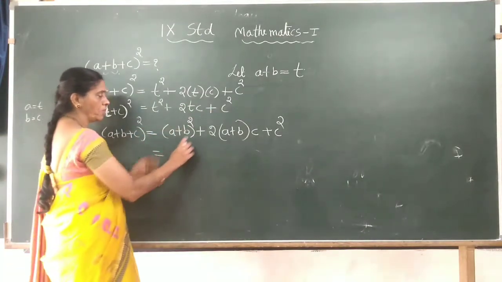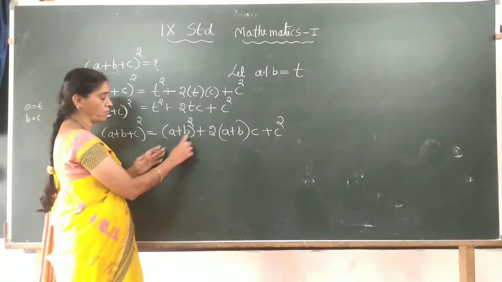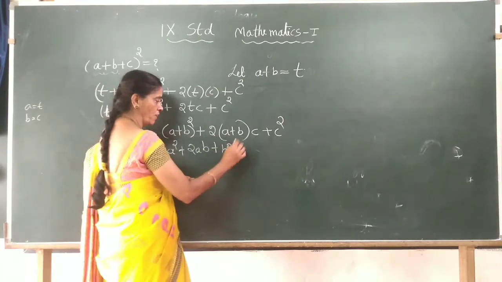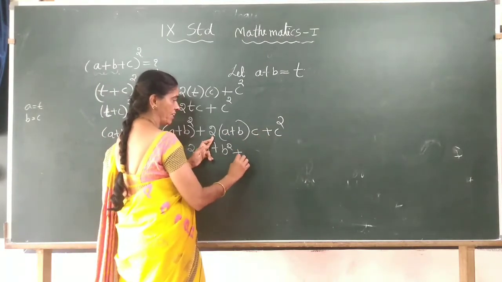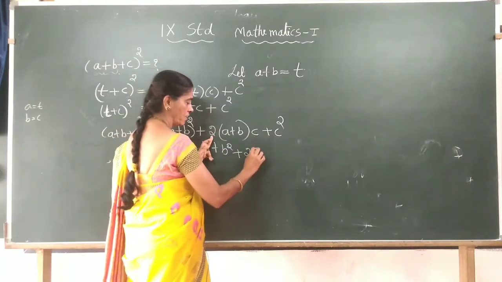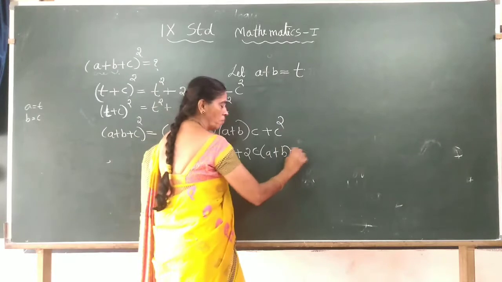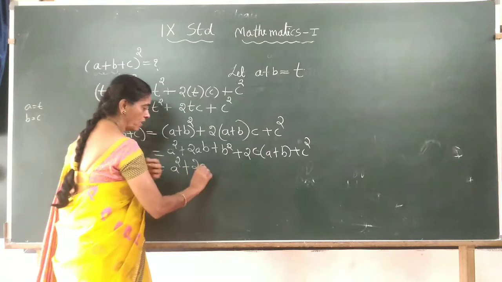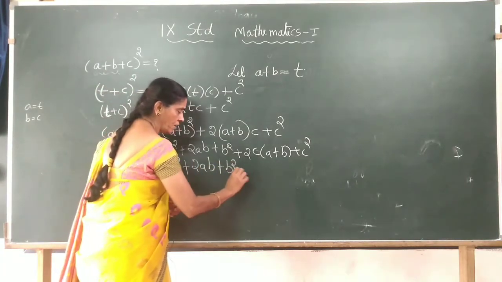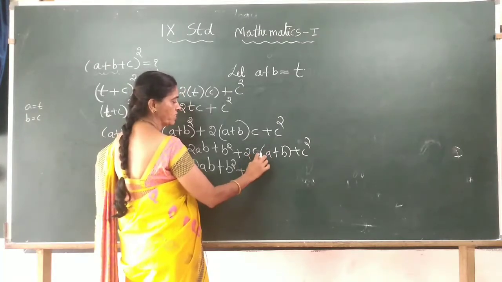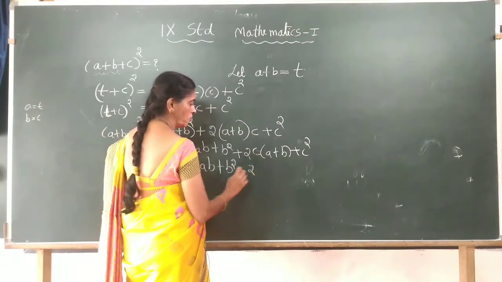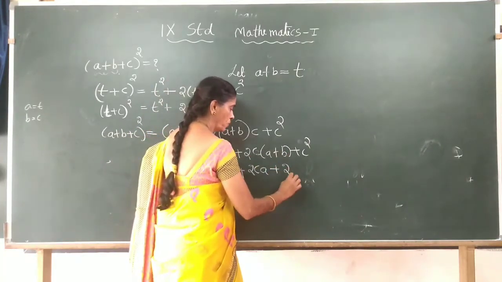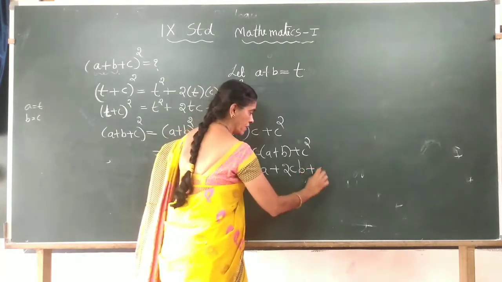Now apply the formula again: a plus b whole square, you know it is a square plus 2ab plus b square as usual. Then write this one, it is 2c into a plus b, plus c square. Or if you open the bracket, it is a square plus 2ab plus b square plus 2ca plus 2cb plus c square.